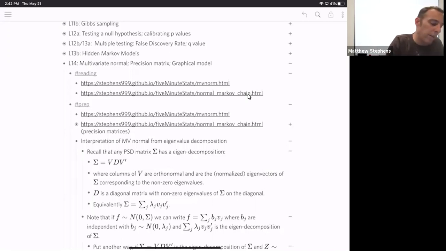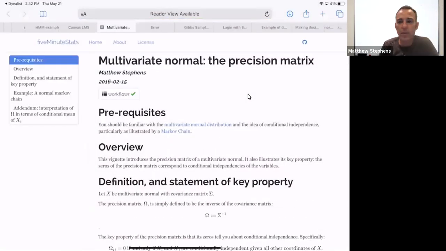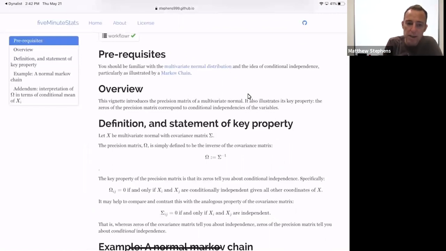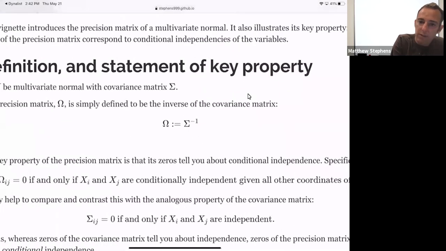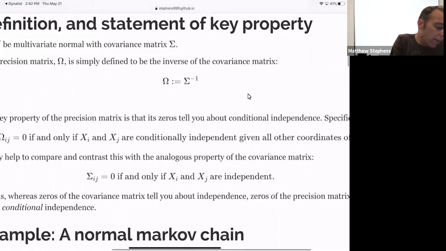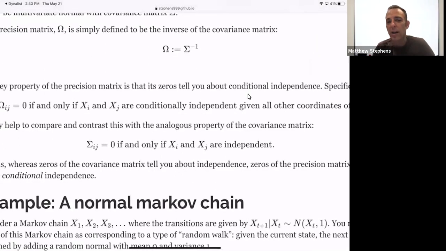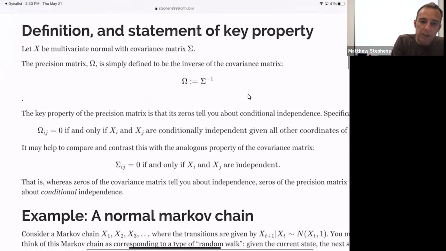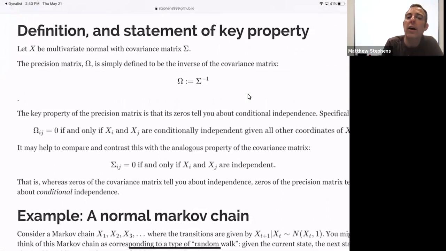Okay, so that's in this vignette here, this normal Markov chain vignette. The basic idea is we'll come across the precision to begin with. So here we go. Omega here is the precision matrix, okay? And it's just the inverse of the covariance matrix. And it turns out that it has this very nice property that omega_ij is 0 if and only if x_i and x_j are conditionally independent given all the other coordinates of x.